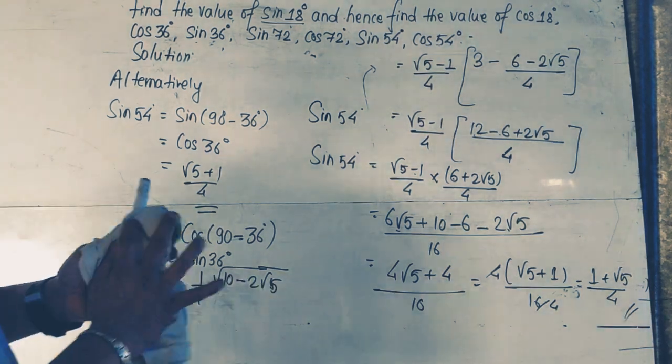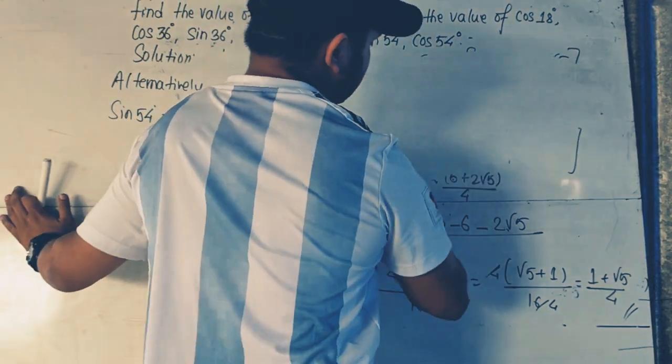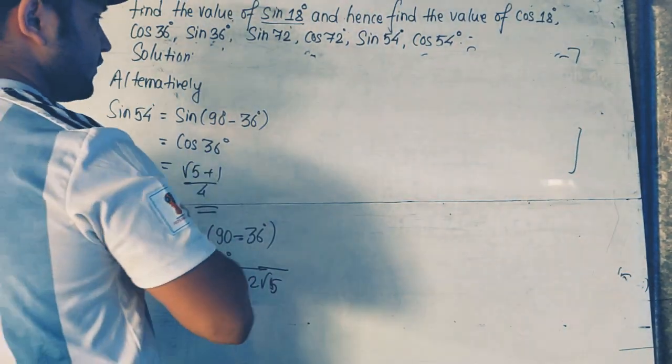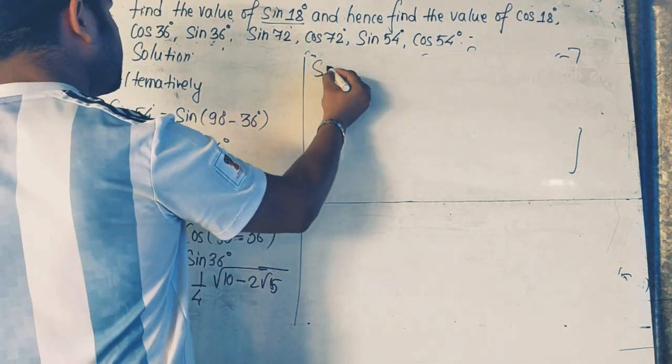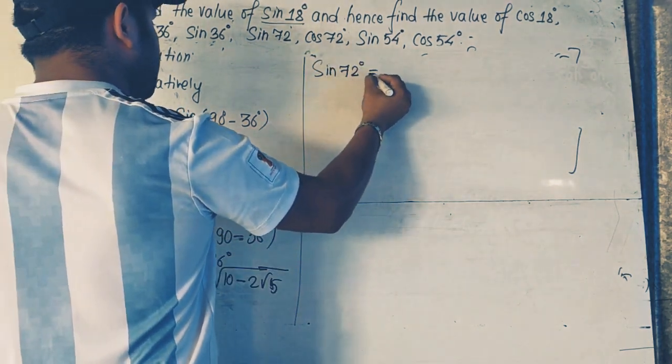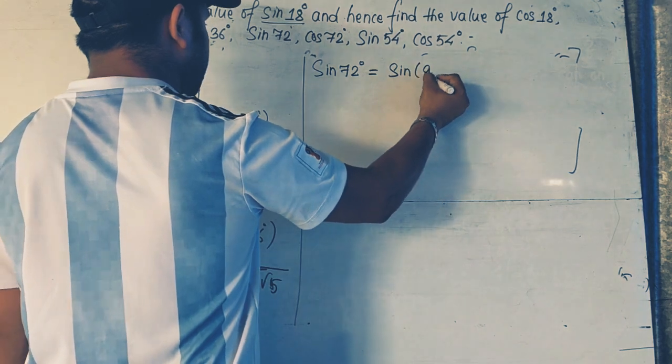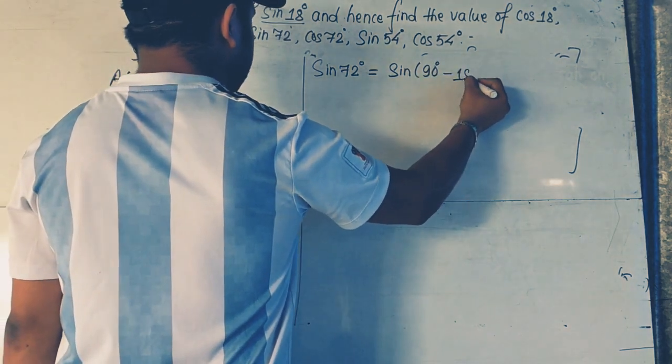Now we can also easily get the value of sine 72 and cos 72 degree. So let's go for finding the value of sine 72 degree. Sine 72 degree can be written as sine 90 minus 18 degree.